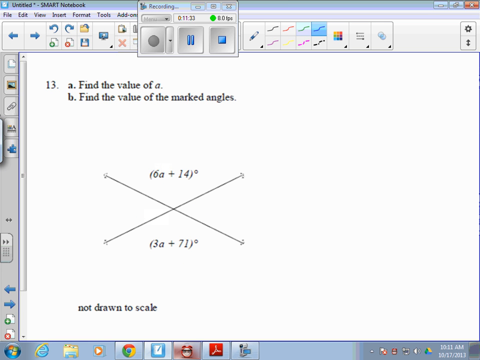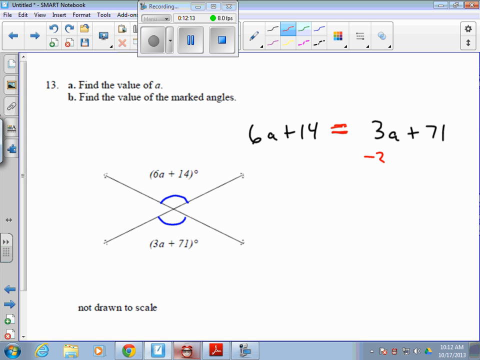Okay, 13 is something that's a little bit different, just because we've never seen a picture like this before. When you're looking at a set of, this is known as vertical angles, because they're right across from each other, this angle and this one. They're right across from each other, so that means they're congruent to each other. So if you have 6a plus 14 and 3a plus 71, since they're vertical angles, that means they're equal to each other. So you simply set that up as 6a plus 14 equals 3a plus 71.